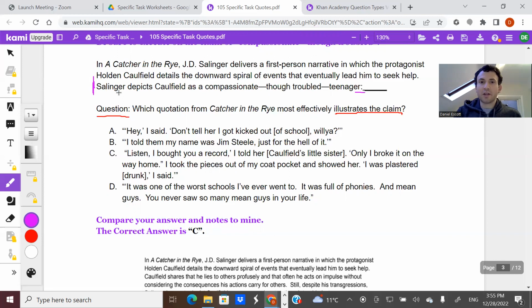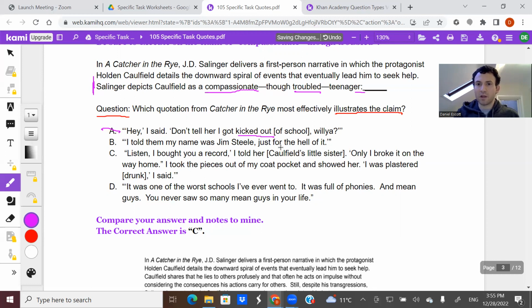Okay. Salinger depicts Caulfield as a compassionate, though troubled teenager. So what we're setting up here before the quote is a quote that shows that Caulfield is both compassionate and troubled at the same time. The quote must support all of the claim. So let's look at A. "Hey," I said, I being Caulfield, "don't tell her I got kicked out of school, will ya?" So that may show troubled, the fact that he's getting kicked out of school, but I don't see any compassion there.